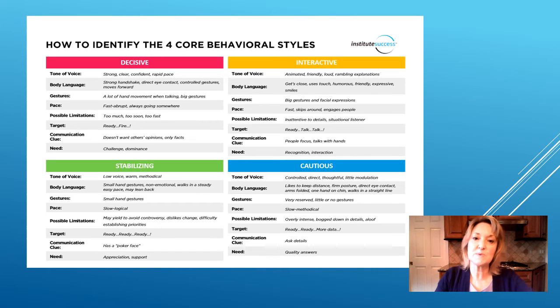Just real quickly, this is one of the handouts that we use in the class for people to help learn how to identify the four behavioral styles. We look at things like tone of voice, body language, gestures, and their pace, and how to recognize the differences in people's behavioral styles. We do different reflective activities when we're talking about each of these. We focus on each of the D, I, S, and C behaviors, and then we do different role plays where people can learn about the different behaviors.